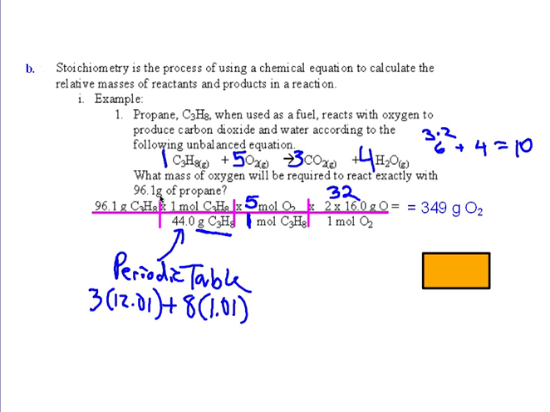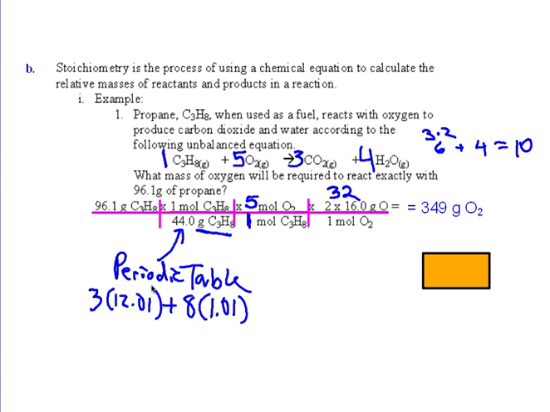If you have 96 grams of propane, what mass of oxygen is required? What mass now? So we're looking for grams. We're no longer looking for moles. And we're given 96.1 grams of propane. This is very important because grams are not directly going to go to grams. We're going to have to change our grams into moles. In order to do that, we'll go to the periodic table.